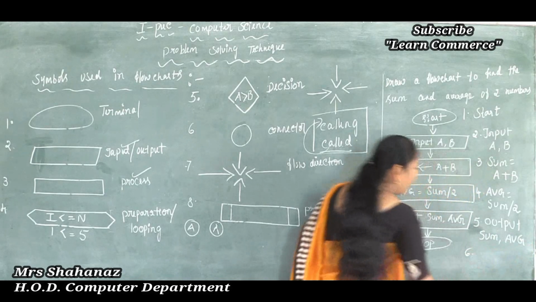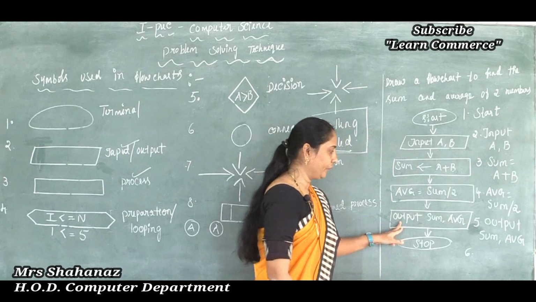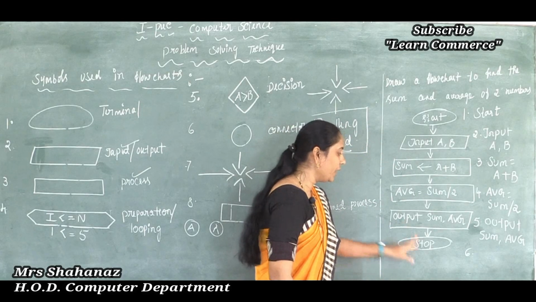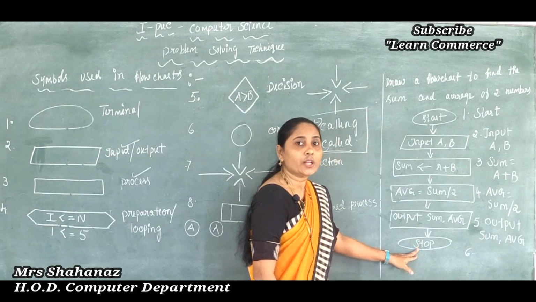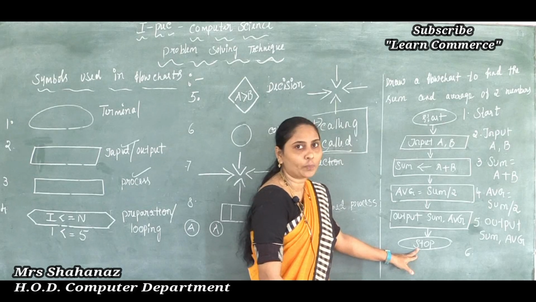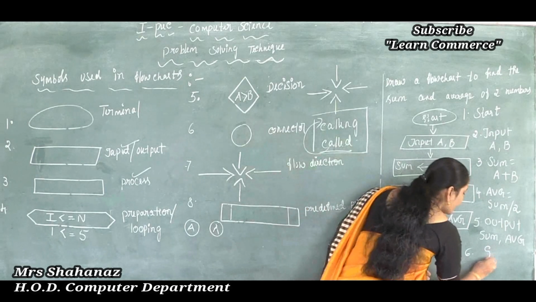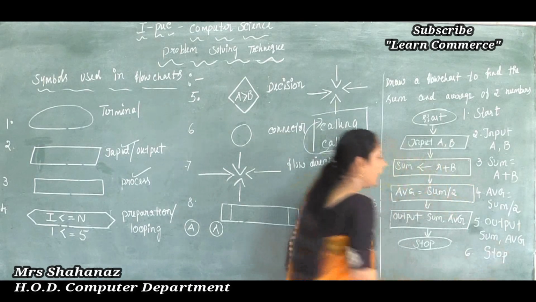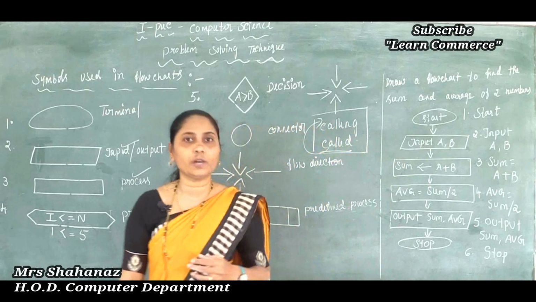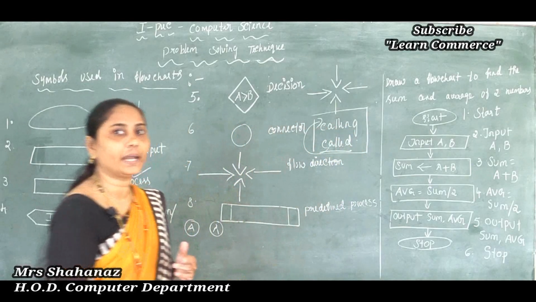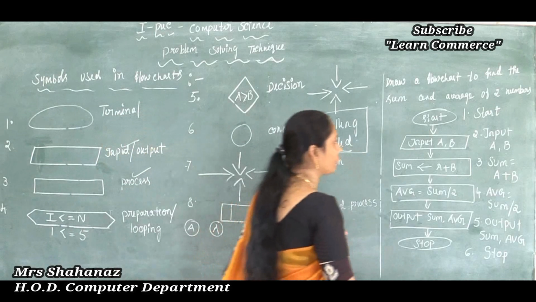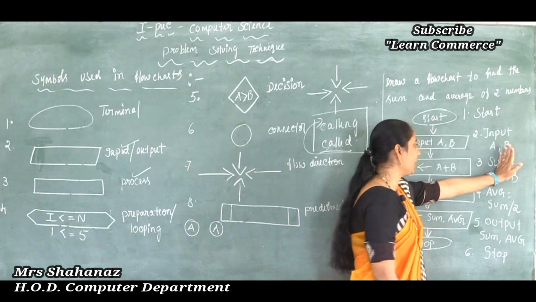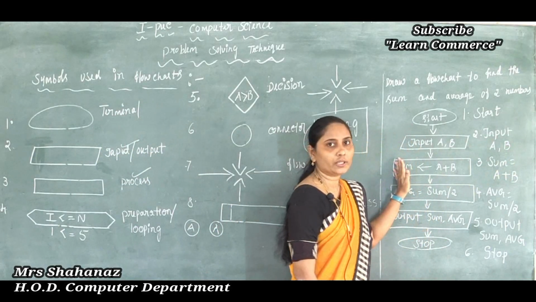Sum and average. And lastly, after getting the average of sum and average here, I need to stop the flow chart or stop the algorithm. Clear this one. So now this is the stopping of the algorithm. So clear this point here. Why? Because here we already completed how to complete the algorithm as well as the flow chart. So clear to everyone.